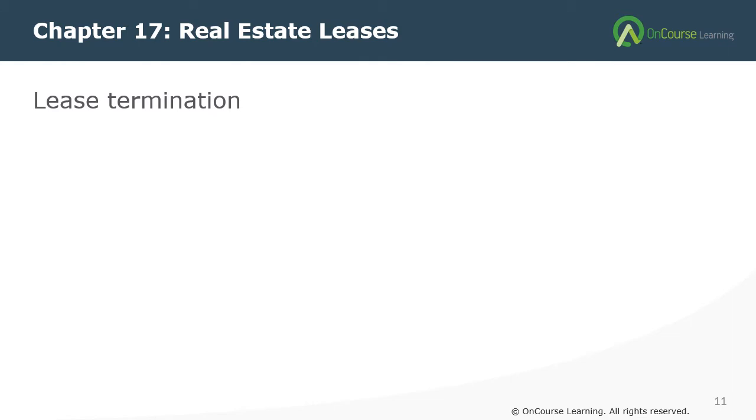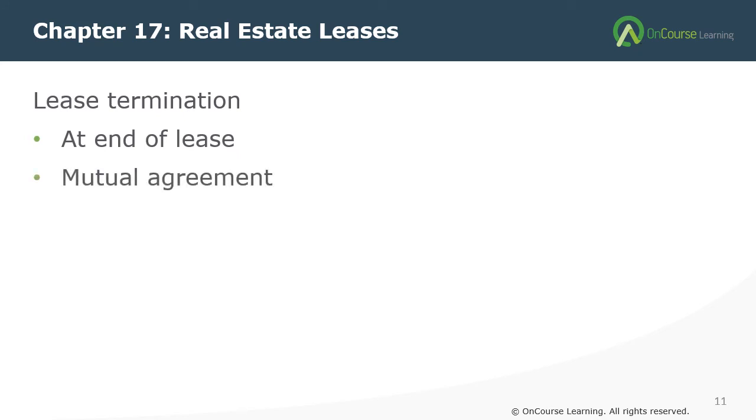Now, how can leases be terminated? Well, obviously, they end at the very end of the lease. They can be terminated due to mutual agreement where both parties agree to walk away. And then we have eviction. We have 3 different types of eviction. The first one is what you think about when someone's evicted.